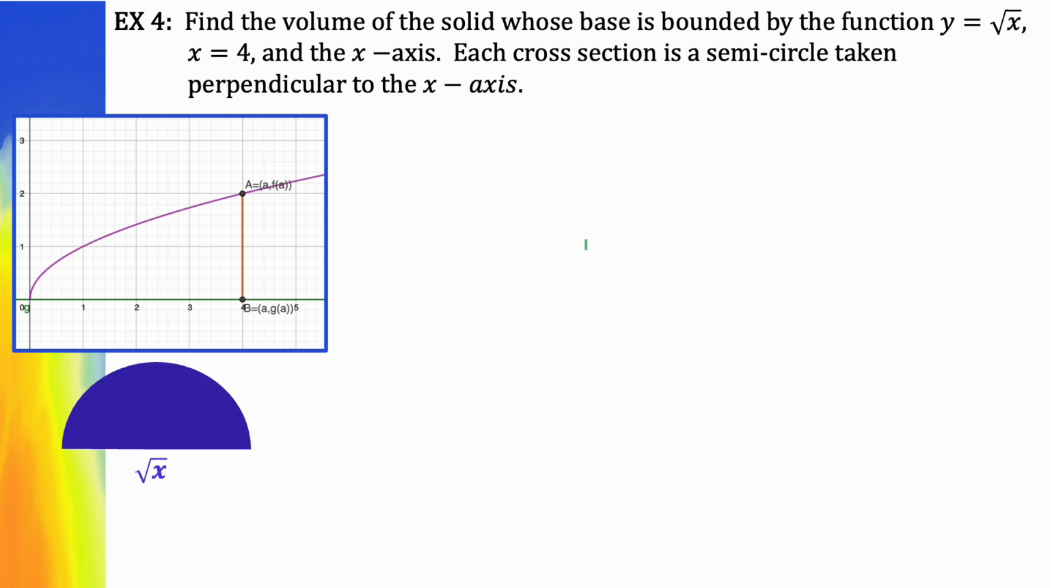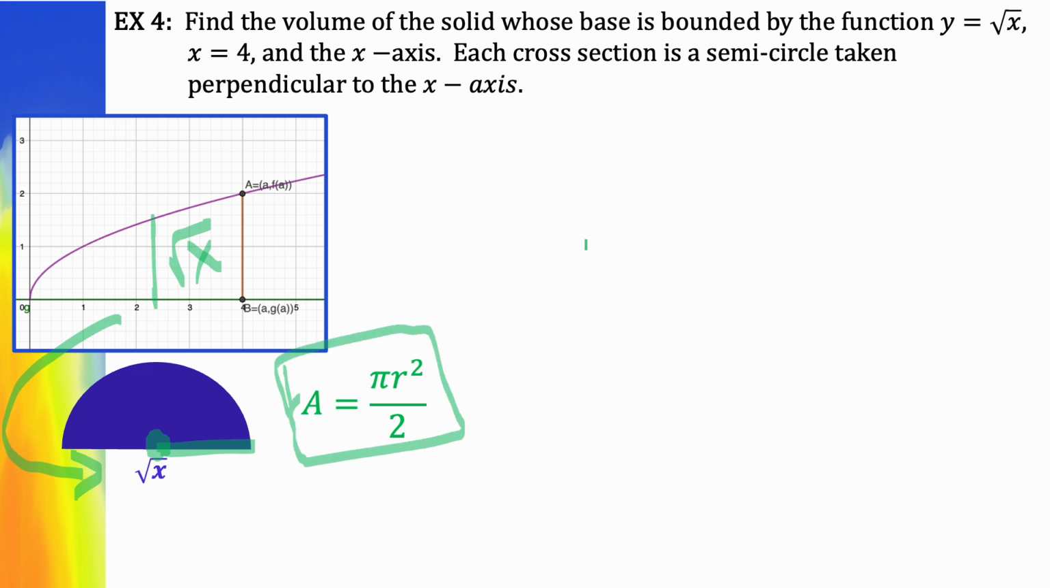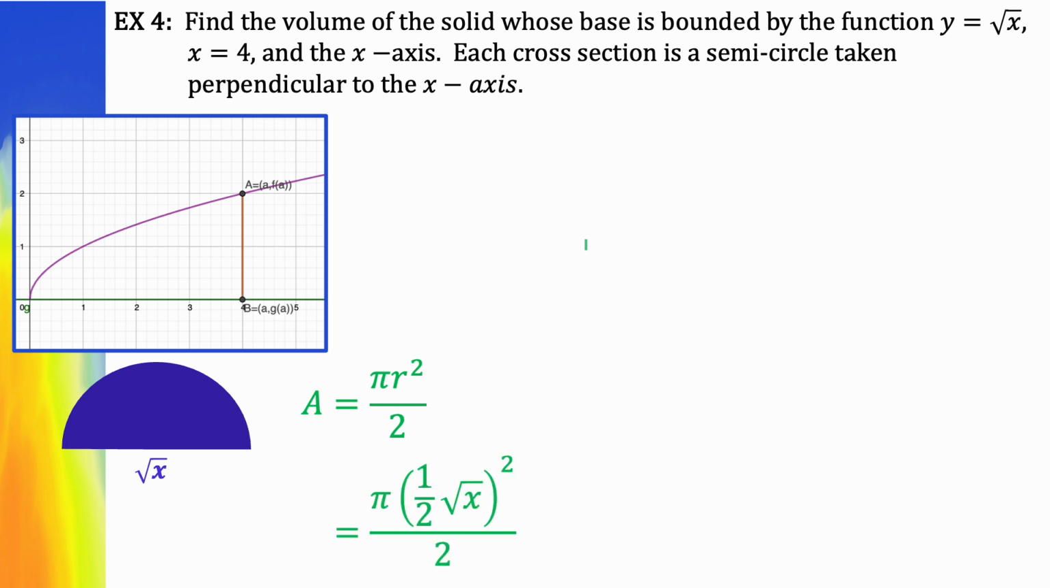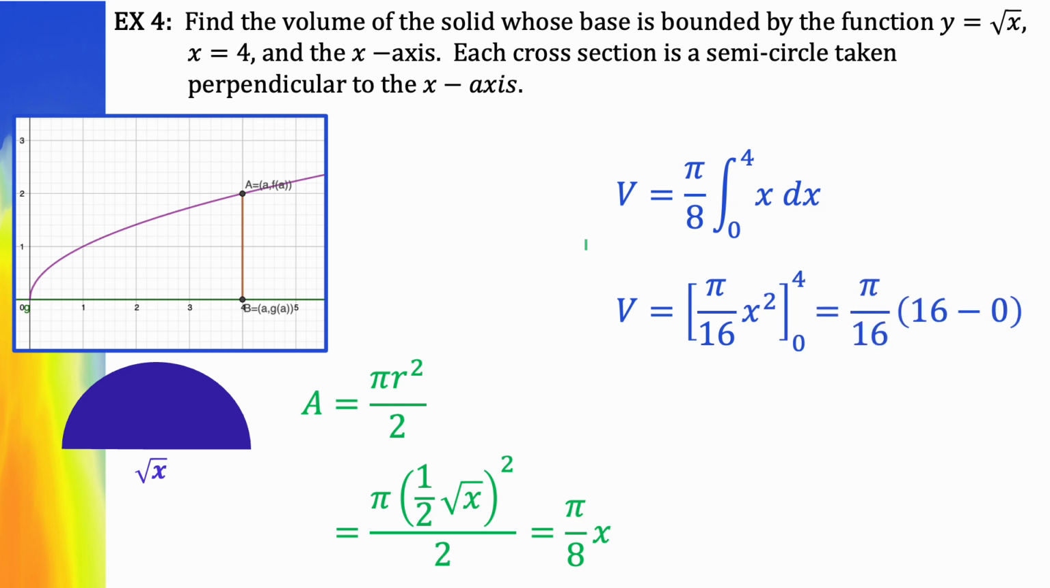Nifty. Okay, so there's my semicircle, and we've got root x here, which corresponds to the bottom of the semicircle. But remember, the area is based on the radius. So if the diameter is root x, the radius is 1/2 root x. So here's the area of just a semicircle in general, and I've got to take my radius of 1/2 root x and plug that in. That looks awful, but if I clean it up, I get pi over 8x. And from 0 to 4, I can integrate and evaluate, and I get for this one pi units cubed.